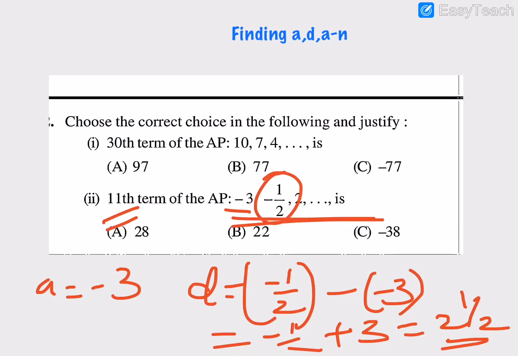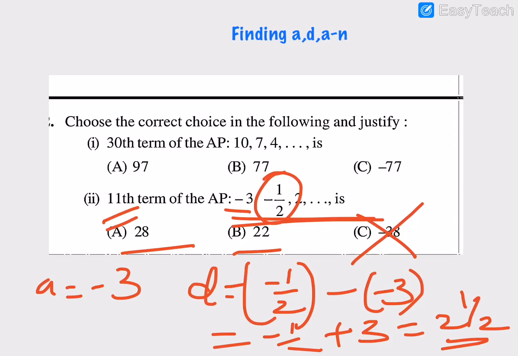Negative 3 is smaller, negative 1 by 2 is a little bit bigger, and 2 is, the next term is very big, a little bit bigger. So what we can see is that the series is an increasing series. So you are going to get a positive number. Definitely you can say this is not the option. Your option lies between either two of these.